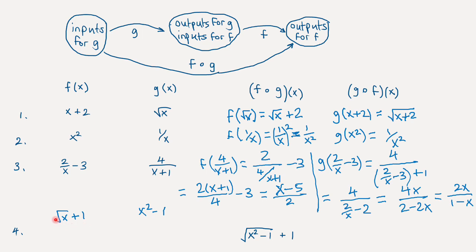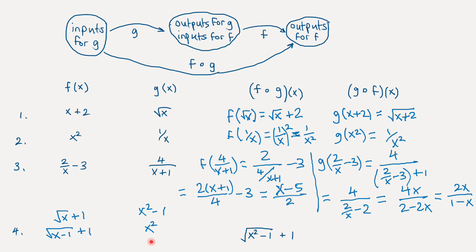So we would have square root of x squared minus 1 plus 1, which is what we want, square root of x squared minus 1 plus 1. So those two functions work for f and g. Turns out they're not unique. We could also have, for the f function, square root of x minus 1 plus 1, and then just have x squared for the g function.